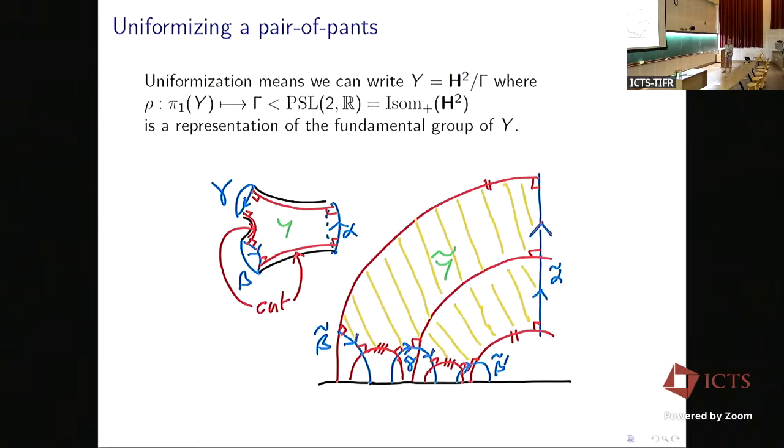And y tilde, well, actually, it should really be the whole universal cover, so I should have something called the Nielsen region, or the convex hull of the limit set.